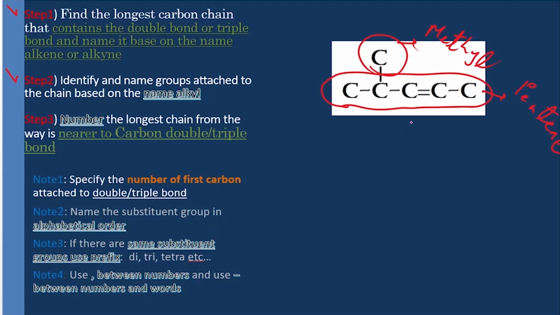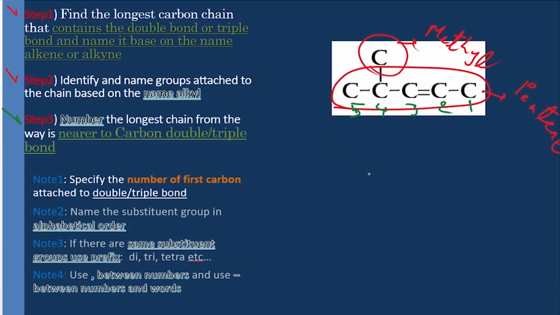In step 3, as I said, we have to start numbering from the way that is near to the double bond, not the substituent group like alkane. If I start counting from left to right, it is 1, 2, 3, 4 and 5, and we face the double bond at carbon number 3. But if you start numbering from right to left, we face the first carbon attached to the double bond at carbon number 2, as you see here. So the right way for numbering is right to left because it is closer to the double bond. Let's number that: 1, 2, 3, 4 and 5. So step 3 is done too.